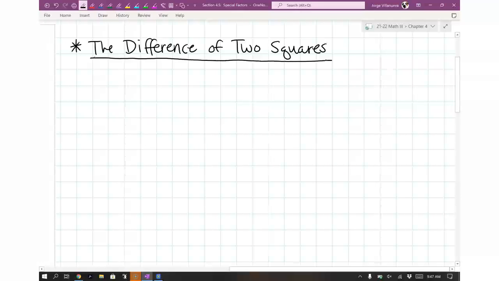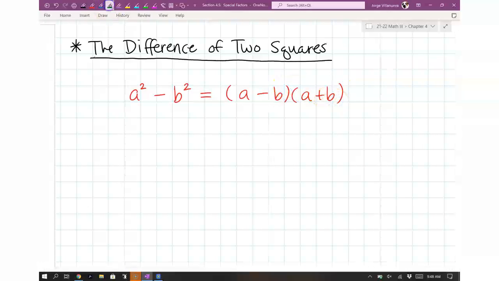A difference means you're subtracting something. Two squares means that each term can be written as something squared, okay? So the idea is this. This is the way the formula is written out. They say a squared minus b squared is equal to a minus b times a plus b. That's your formula, okay? The point is to figure out how to write out a and b, okay?